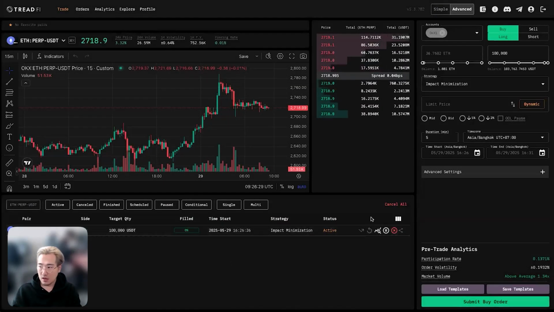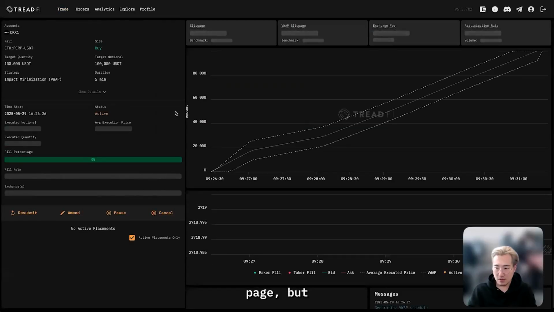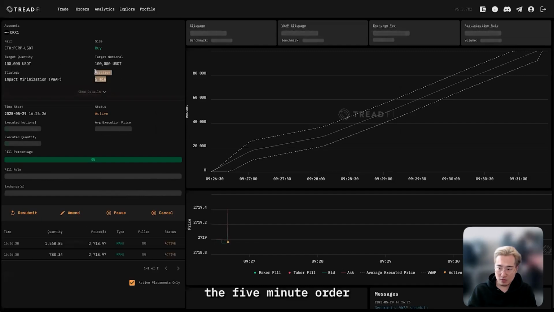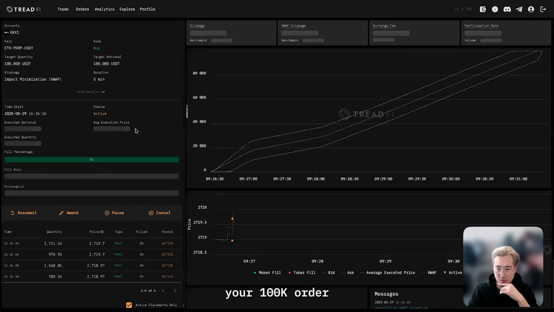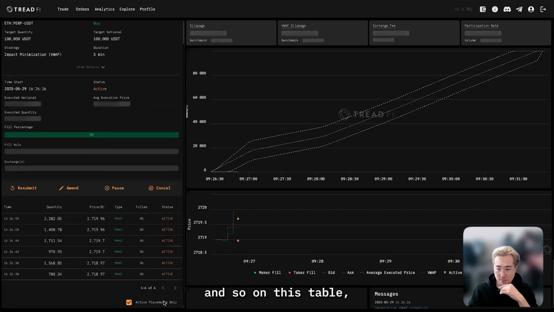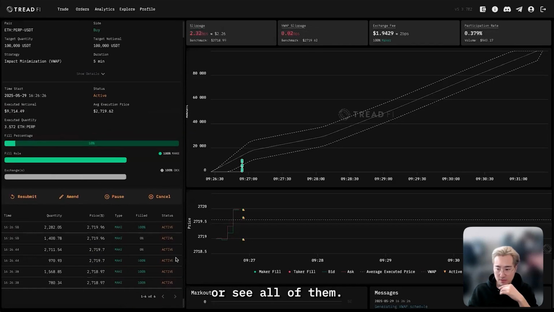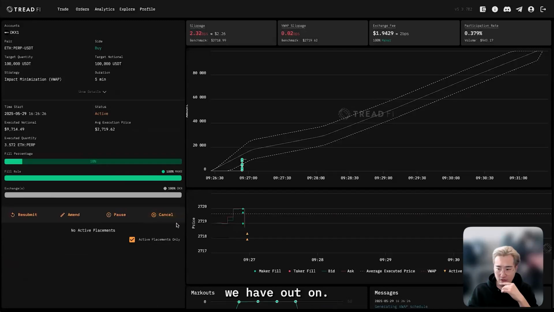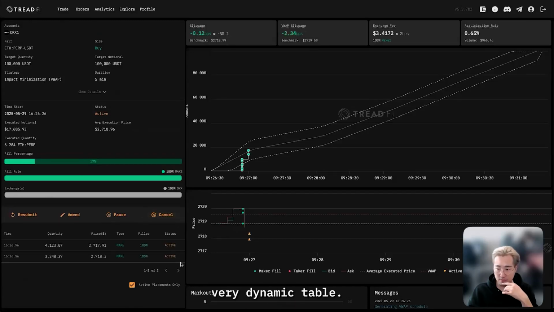You'll see it pop up here. There are settings where it will pop up onto a new tab. It's all configurable in the settings page, but essentially once you've submitted the order, you'll see that the 5-minute order has started trading. And so right away, you can see that the engine has split up your 100K order into smaller limit orders. On this table, you can filter by active placements or see all of them, and you can see what we have out on OKX. This is a very dynamic table. You can see it graphically as well relative to the bid-ask spread on this chart. The triangles represent these active orders.